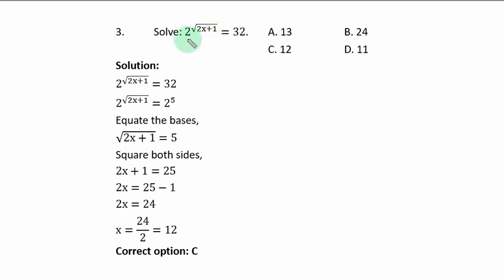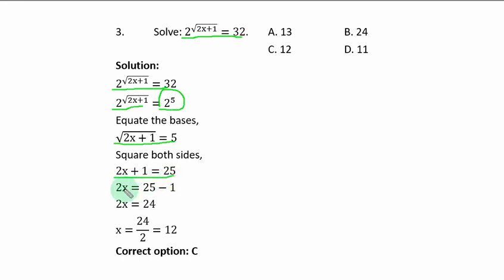Question 3. Solve 2 to the power of root 2s plus 1 equal to 32. What you have here is an exponential equation. You can express the bases 2 and 32 as base 2. So you have 2 to the power of root 2s plus 1 equal to 2 to the power of 5 for 32. Now the bases are equal. If you equate them, you are left with the powers that are equal. You need to remove the square root from the left hand side. To do that, you just have to square both sides. If you square both sides, you have 2s plus 1 equal to 25.